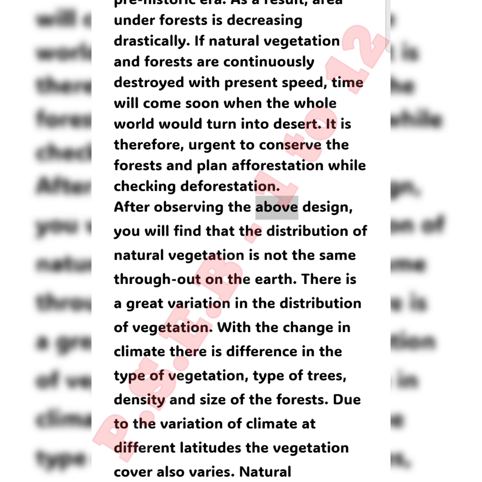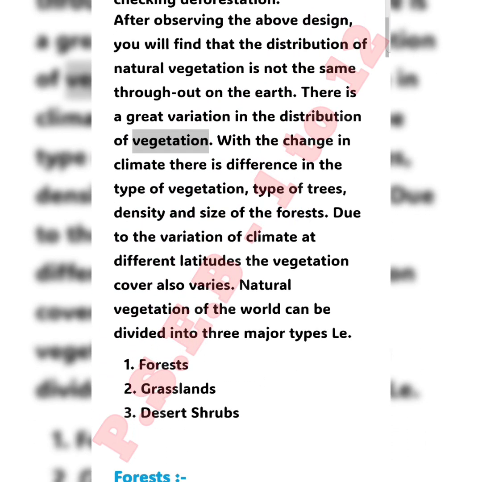After observing the above diagram, you will find that the distribution of natural vegetation is not the same throughout the earth. There is a great variation in the distribution of vegetation. With the change in climate, there is a difference in the type of vegetation, type of trees, density, and size of the forests. Due to the variation of climate at different latitudes, the vegetation cover also varies.